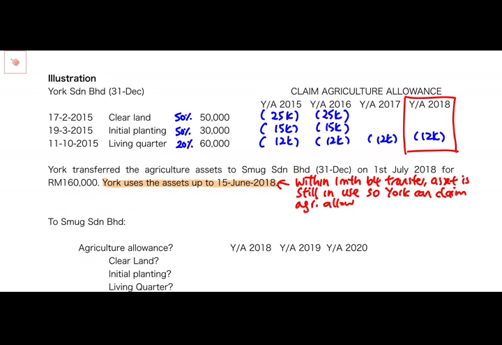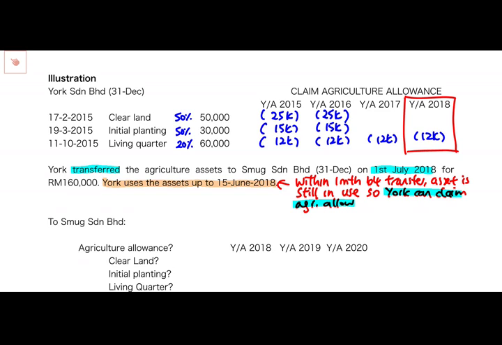Okay guys, just look up at the screen here and you'll see what we're going to do. Now for 2018, if you didn't sell off the asset, you're supposed to claim the 12,000. But now we know that York has disposed the asset. And we also know that York used the asset within 1 month before the disposal. And you concluded in that case that York can claim agriculture allowance. But the question is, can you claim the full amount?